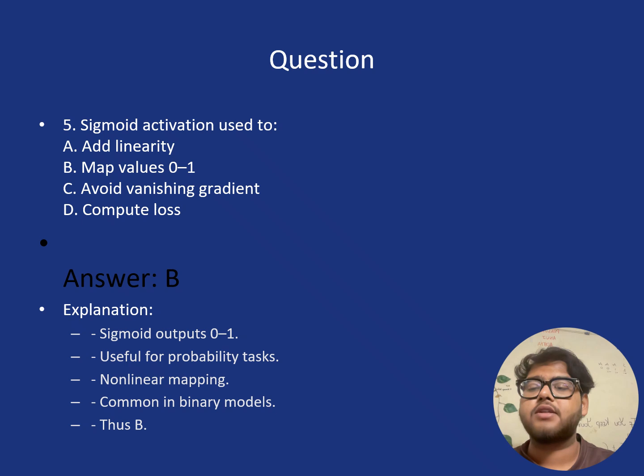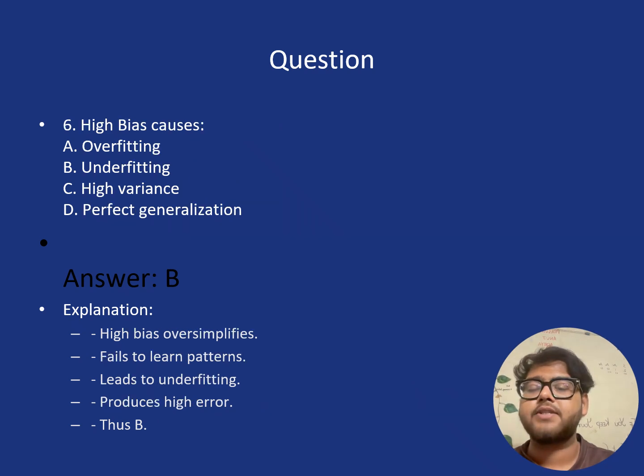So the answer for this is map values 0 to 1. Explanation: sigmoid outputs 0 to 1. Useful for probability tasks. Non-linear mapping common in binary models. Thus B. Question number 6 is high bias causes: overfitting, underfitting, high variance, perfect generalization.